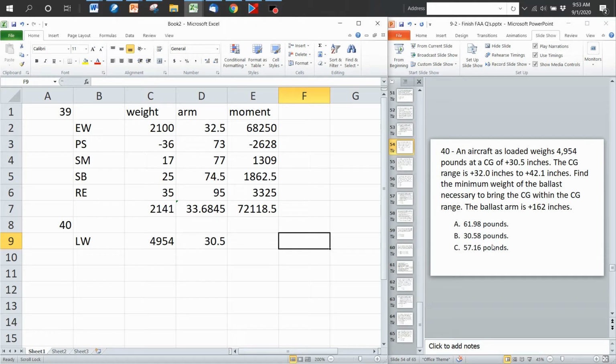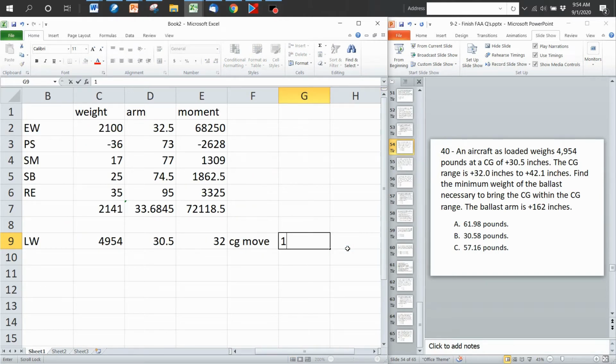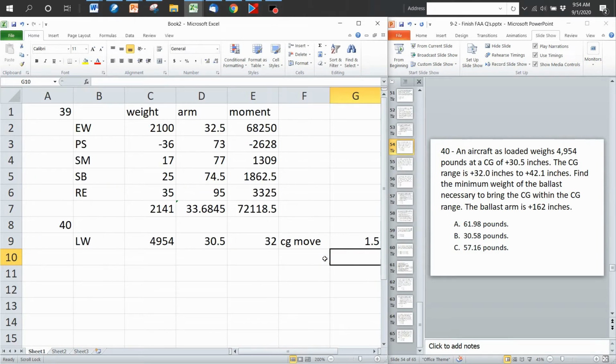So we're going to figure this out here. I do know that if I'm at 30.5, and my forward CG limit is 32.0, what I need to move my CG, you can see right across here, I need to move backwards 1.5 inches. So let's go ahead and write that in. CG move 1.5. I've got to have the CG move 1.5 inches or I'm not going to be able to make this thing work.